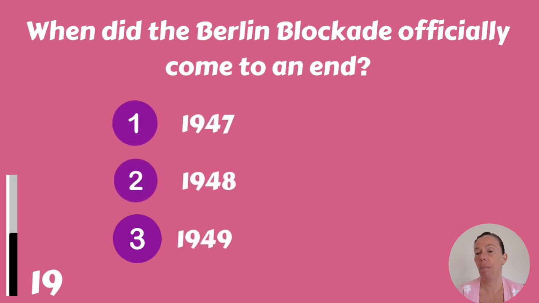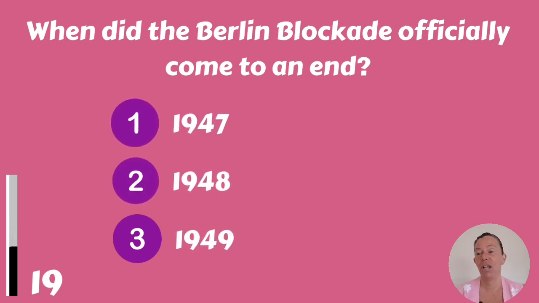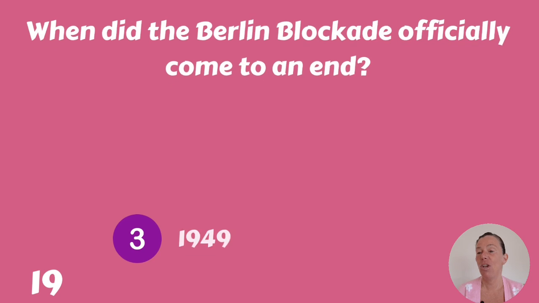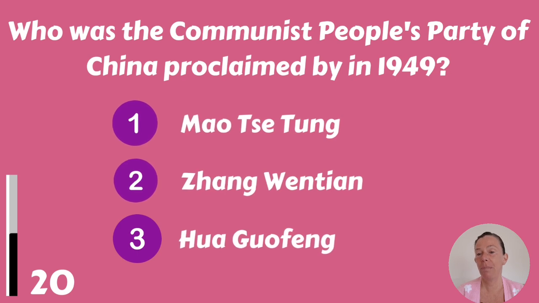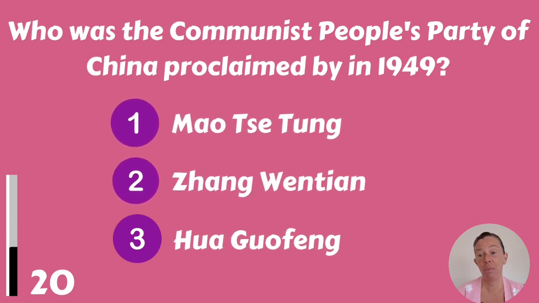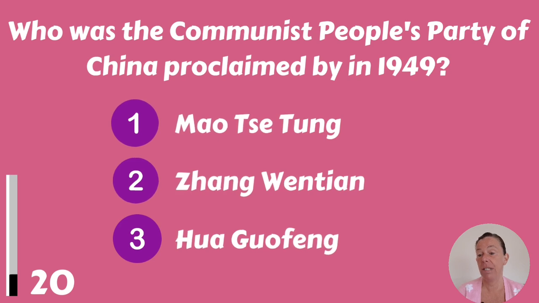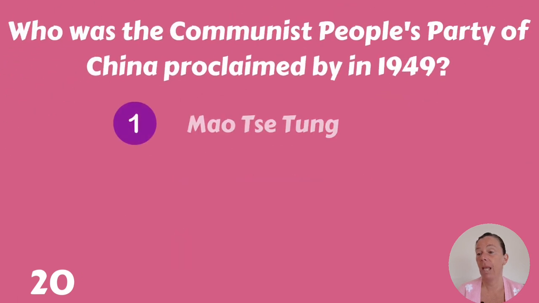When did the Berlin blockade officially come to an end? 1947, 1948 or 1949? 1949. Who was the Communist People's Republic of China proclaimed by in 1949? Mei Zedong, Zhang Wentian or Hu Gefeng? Mao Zedong.